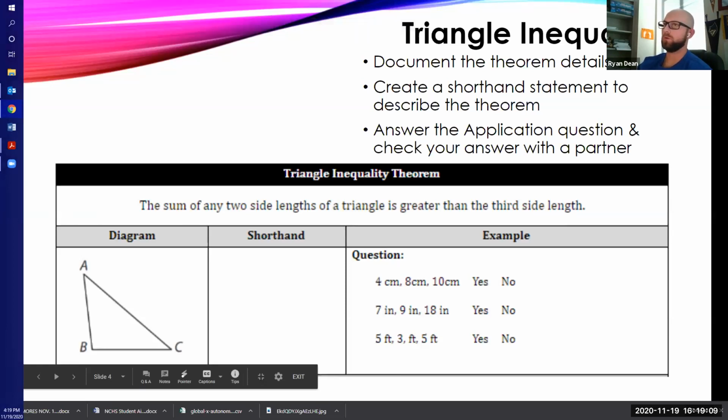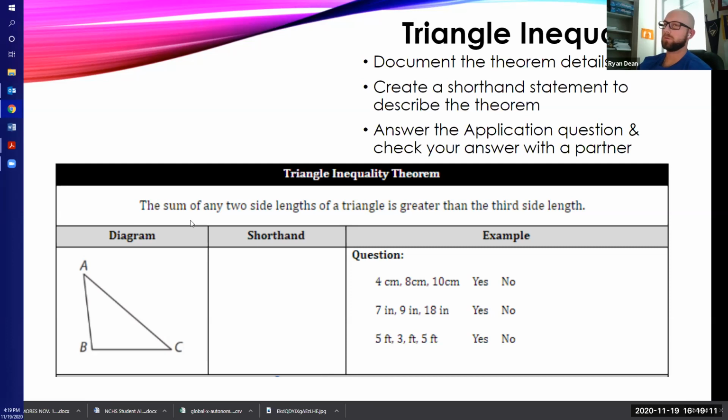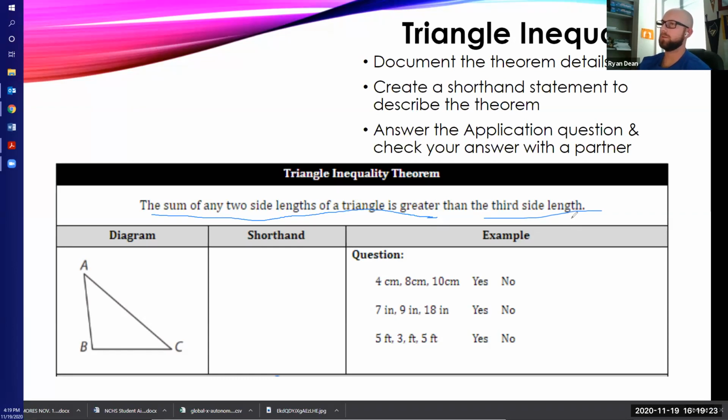This is part of your notes. But basically what this one says is that the sum of any two side lengths of a triangle has to be greater than the third side length. And if it's not, then it's not going to be a triangle. Okay, so triangle inequality theorem, the sum of any two side lengths of a triangle is greater than the third side. If it's not greater, then it's not a triangle.